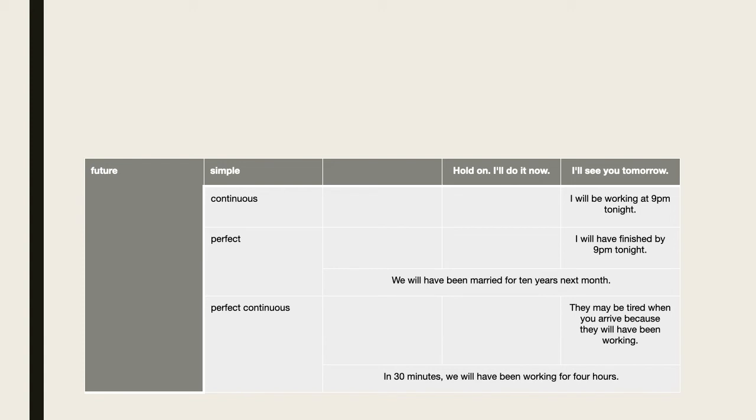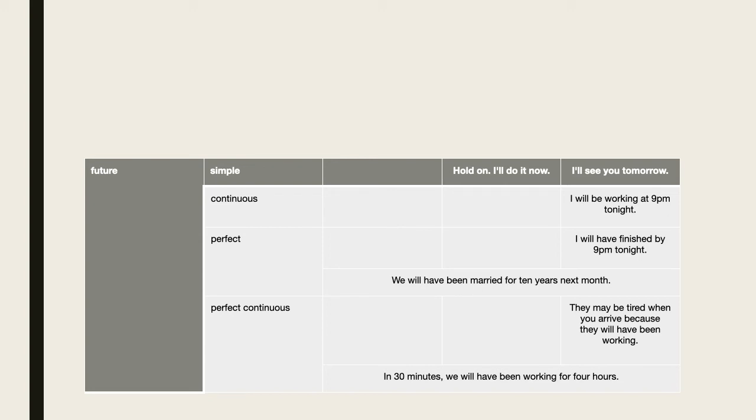Then is the future simple tense. So if I say hold on, I will do it now, this means I'm talking about the present time. If I say I will see you tomorrow, so I'm talking about the future time. Now, example on future continuous tense is I will be working at 9 p.m. tonight. So I'm talking about the future time. Then example for future perfect tense is I will have finished by 9 p.m. tonight. So I'm talking about the future time.